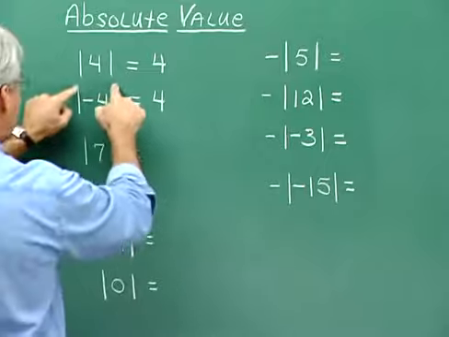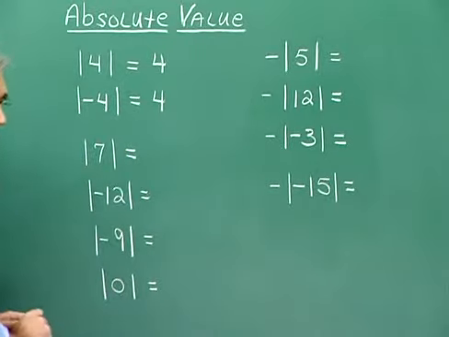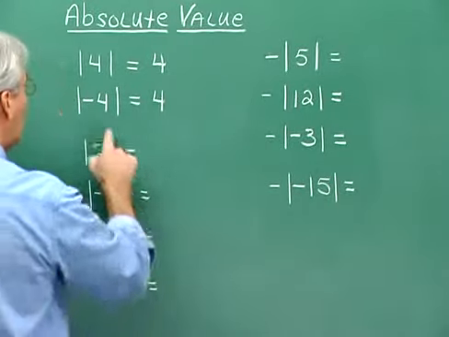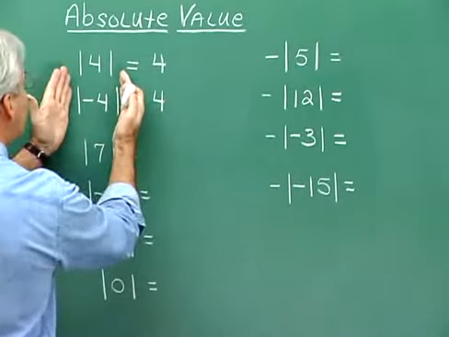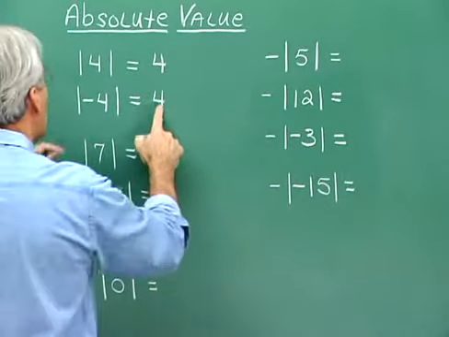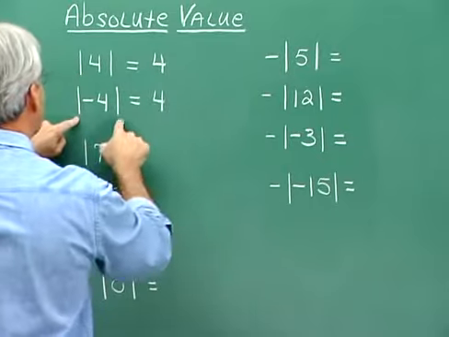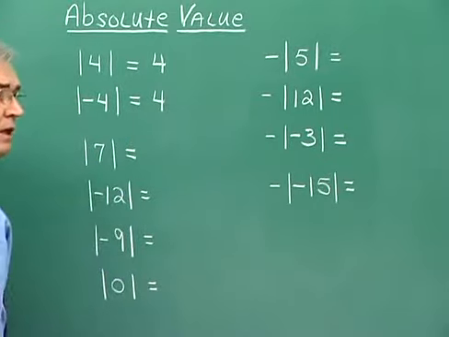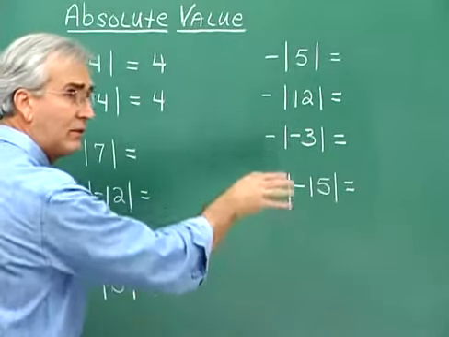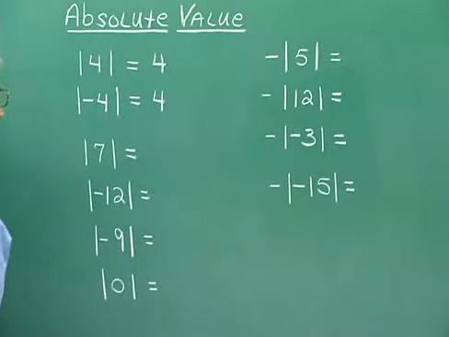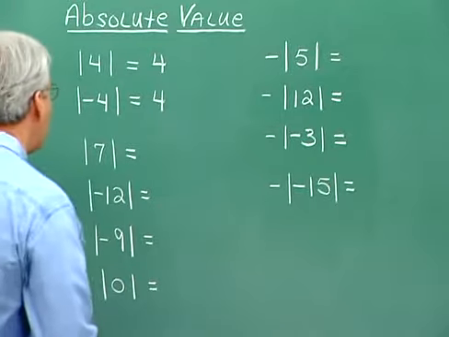Now, what about the absolute value of negative 4? What is the distance from 0 to negative 4? Well, that distance is 4. So the absolute value of 4 is 4. The absolute value of negative 4 is also 4. Some people like to think of absolute value as meaning always positive, and that's fine if you want to think about it like that. So let's go through a few and make a calculation.